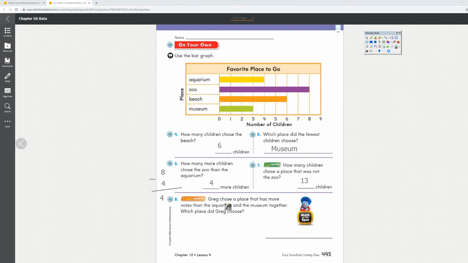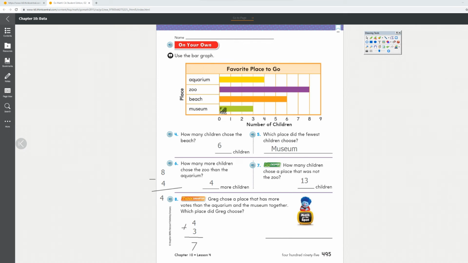So for number 8, Greg chose a place that has more votes than the aquarium and the museum together. Which place did Greg choose? So for this question, we're going to have to do a little math. So first thing it says is that Greg chose a place that has more votes than aquarium and museum together. So we need to figure out how many votes aquarium and museum together, how many votes they equal. So aquarium, let's go to the category, is 4. So we do 4 plus museum. We can see museum is 3. So we have 3 here. 4 plus 3. And that's going to give us the answer 7.